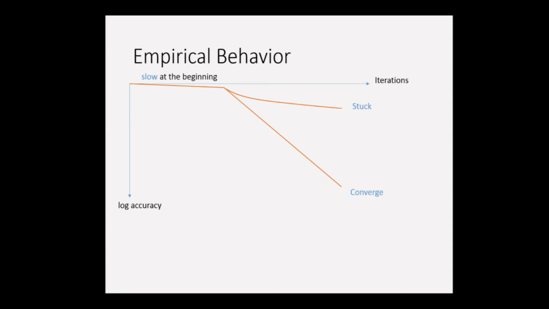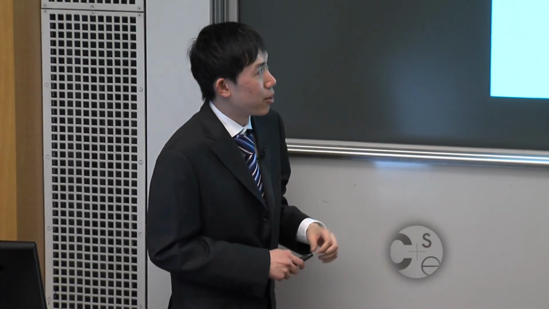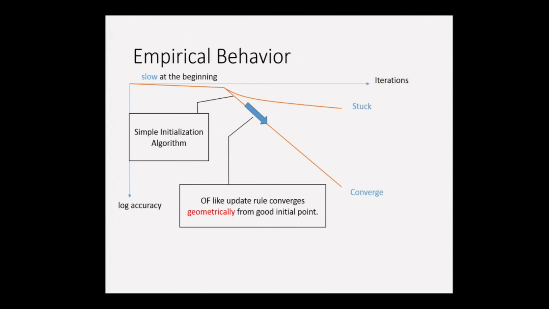So our result basically shows two things. One is, suppose we are already lucky, suppose we have a good initial point, then this kind of update rule that looks like the Olshausen and Field algorithm will converge geometrically to the global optimal solution. And secondly, we also give this simple initialization algorithm that's going to guarantee we start from this good initial point. So we are never going to go along that path and get stuck. And we can also get around this slow phase in the beginning. So in this talk, I'm going to mostly focus on this part where we show, suppose we have a good initial point, this kind of update rule will converge geometrically from this nice initial point.